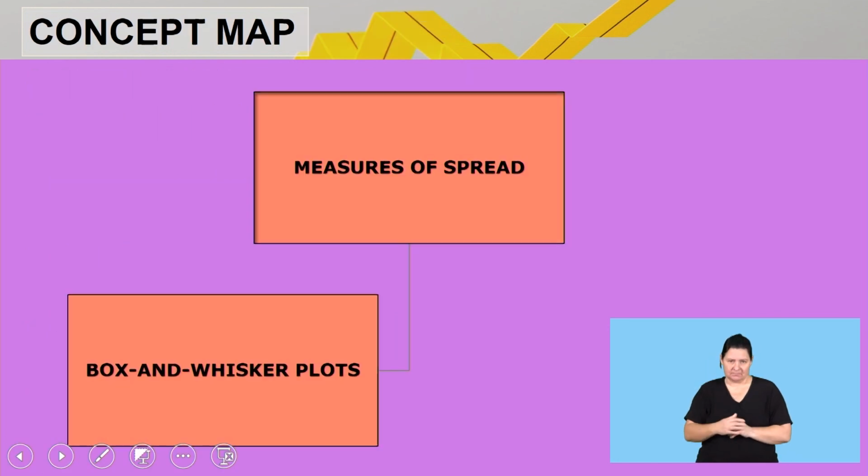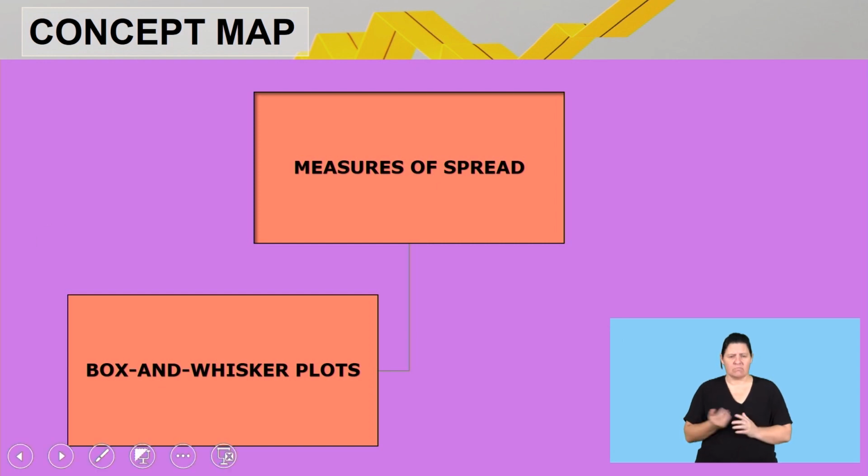All right, so let's quickly look at, in terms of our concept map, what we will be dealing with this afternoon. We'll start with the measures of spread, and I'll say a bit more once we get to that point. And thereafter, we look at box and whisker plots.